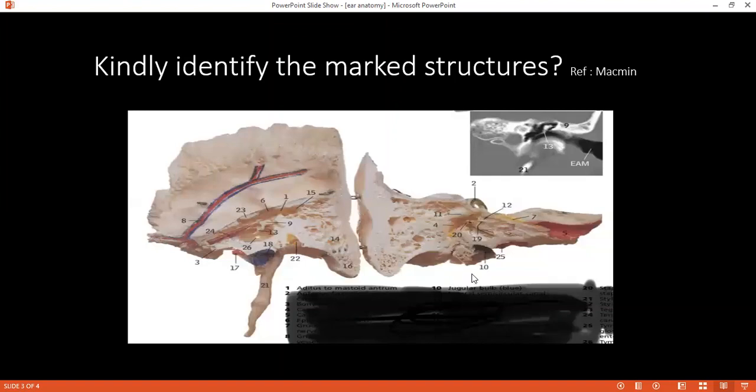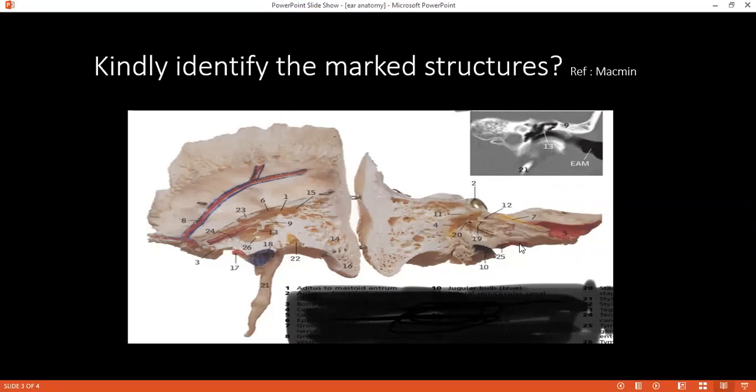Okay. Right. Moving on to the right hand side image. Can you please tell me what this 2 is? It's the semicircular canal. All right. We'll come to the answers at the end. What is this 10, please? It's the same, ma'am. It's the internal jugular vein, superior bulb of internal jugular vein.